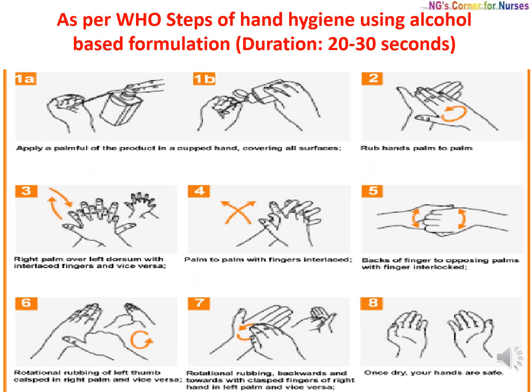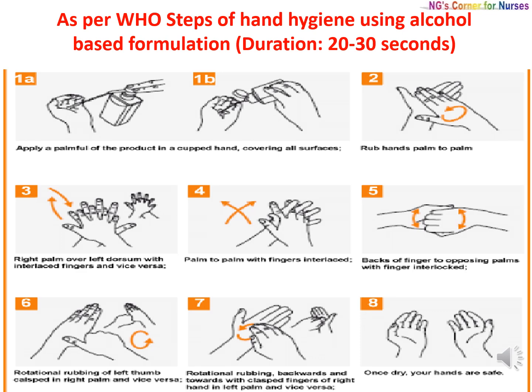Next, as per WHO, steps of hand hygiene using alcohol-based formulation. The total duration should be 20 to 30 seconds. There are 8 steps. First is apply a palm full of the product in a cupped hand covering all surfaces. Then rub hands palm to palm. Then right palm over left dorsum with interlaced fingers and vice versa. Then palm to palm with fingers interlaced. Next, back of fingers to opposing palms with fingers interlocked.